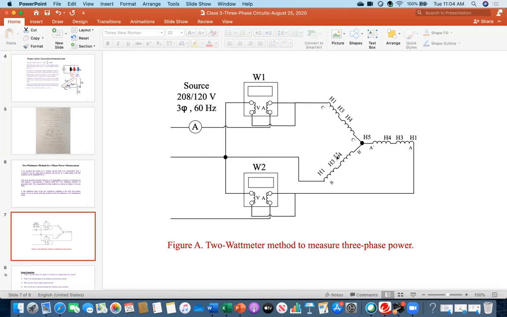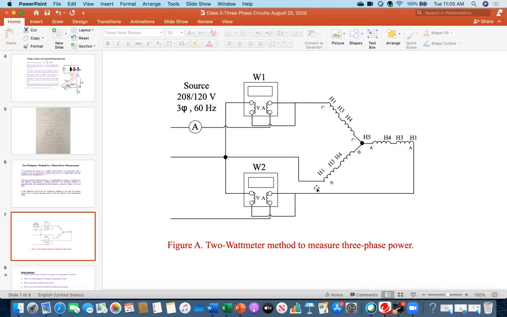Now, if the neutral were available for this system, and you used only a single wattmeter to measure the power and multiplied by 3, you would get the same reading as you are getting with the help of 2 meters. That's why simply remember that with 2 wattmeters it is possible to measure the three-phase power. Just look at the reading, and in the first lab, you have to use exactly this diagram.